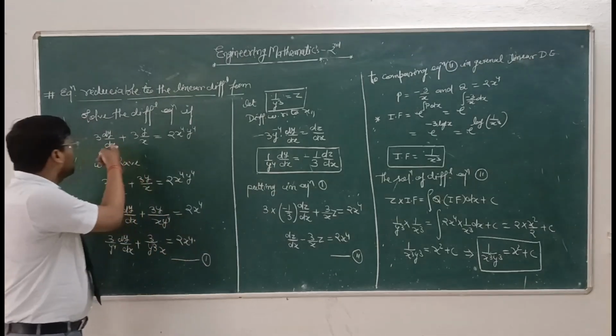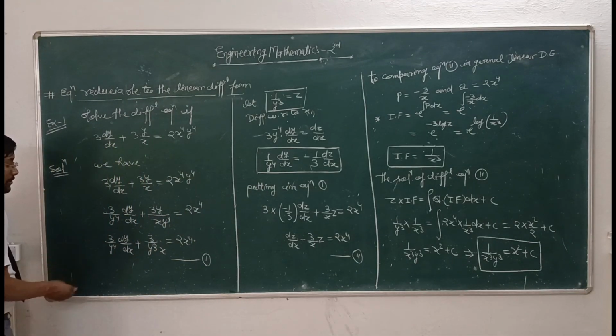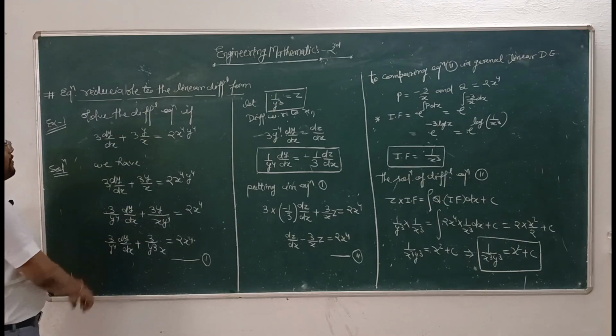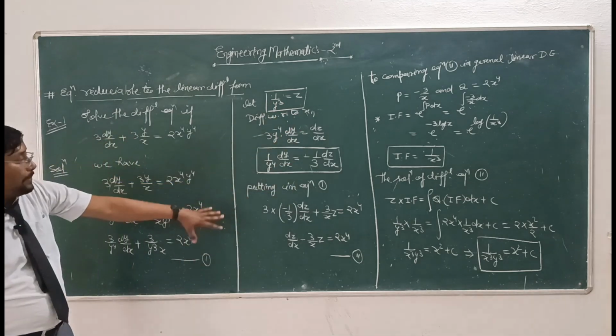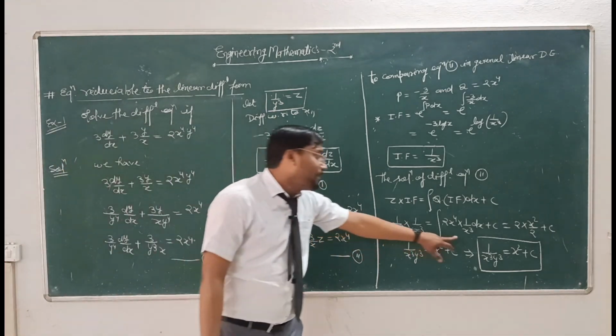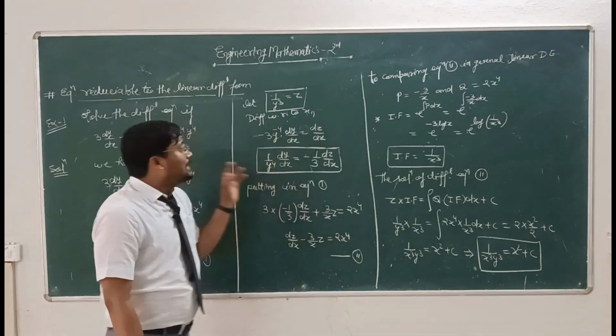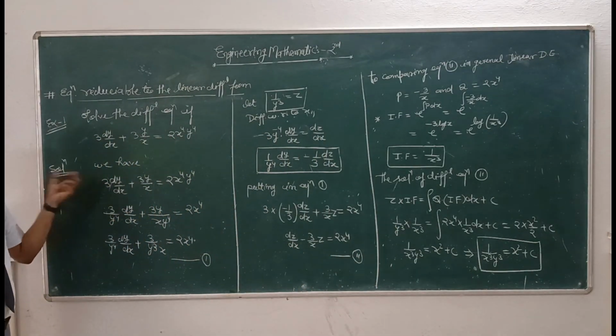First, I have reduced the differential equation to the linear differential equation form. Now again, let 1 by y is equal to z. Now you can put all the values of z and IF. I have found the solution of this differential equation. Please note down this numerical. This is very important for your examination.